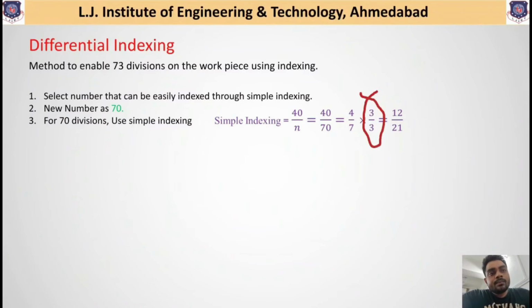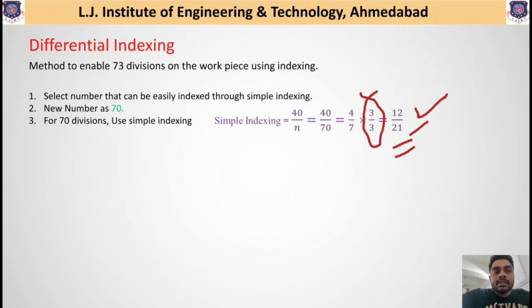by 3. After multiplying it by 3, you will get the answer 12 divided by 21. And now always keep in mind that the denominator number must be available in the indexing plate, and over here 21 is selected.